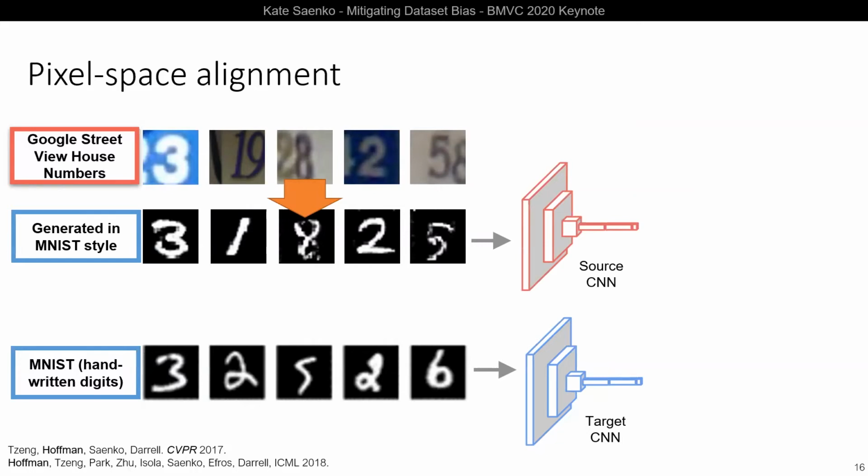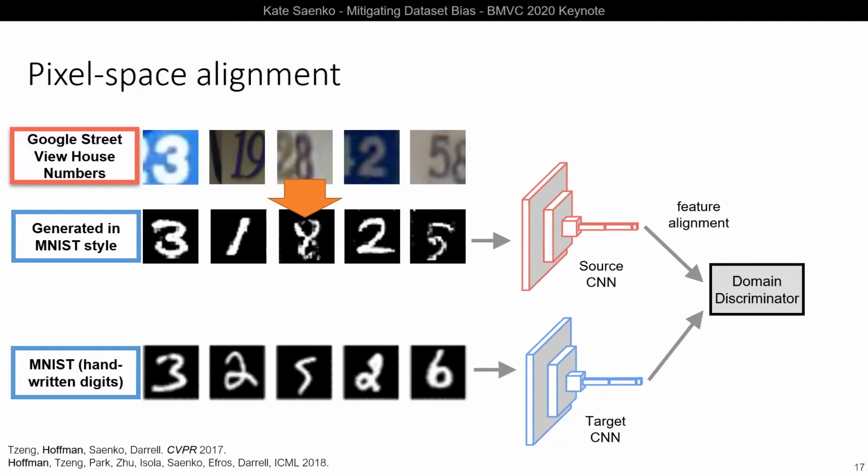So this is a model we proposed in ICML 2018, and what it does is it uses a conditional GAN to make this translation from source to the target domain. And now the nice thing about this is we now will have label data that looks like it came from the target domain, so we can just train a model on this directly.